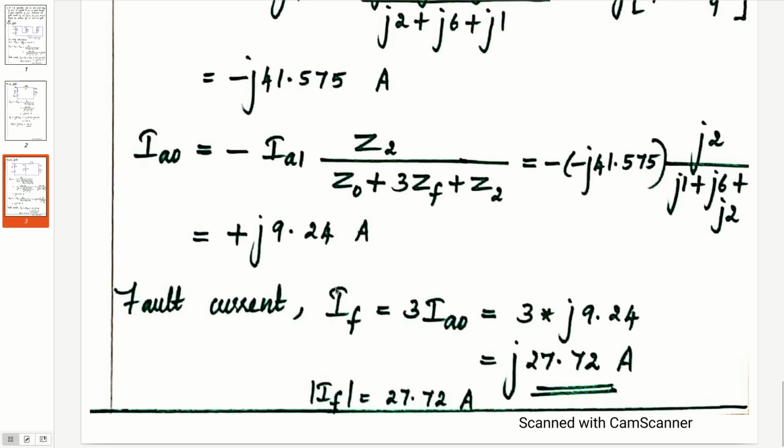Now the fault current IF is 3 into IA0. So we have to calculate IA0 using the formula. IA0 is equal to minus IA1 Z2 divided by Z0 plus 3ZF plus Z2. Substitute for IA1 and the impedances, you will get IA0 is j9.24 amperes. So now calculate the fault current as equal to 3 into IA0, which is j27.72 amperes. So IF is equal to 27.72. The magnitude alone is 27.72 amperes.